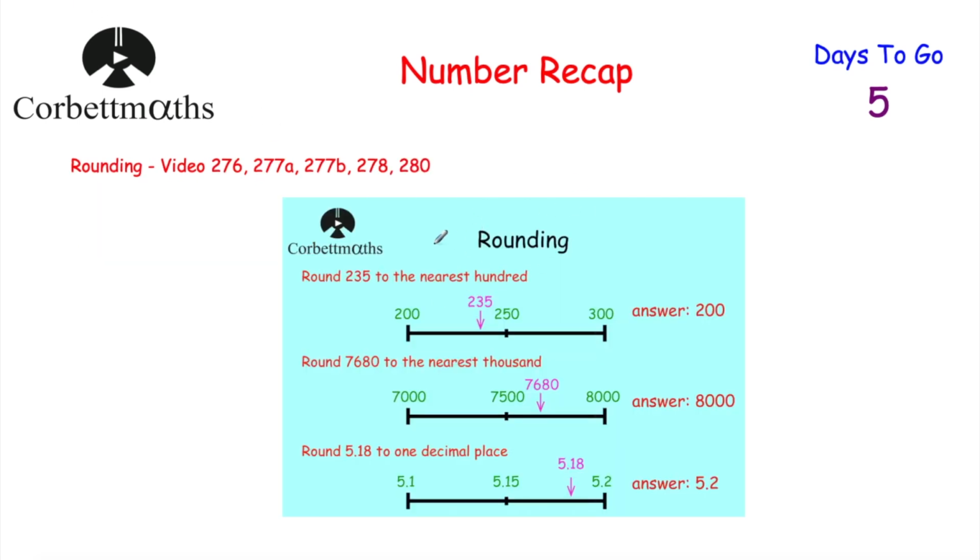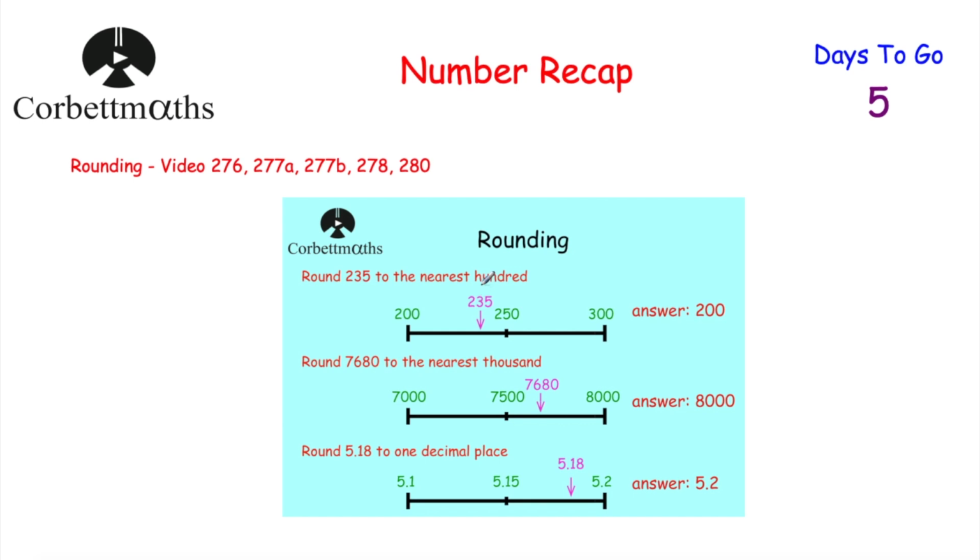Okay, our next topic is rounding. It's very important you can round numbers, for instance, to the nearest 100 or 1000 or 1 decimal place and so on. So for instance, if we wanted to round a number such as 235 to the nearest 100, you could consider it's in between 200 and 300, and it's closer to 200 than it is to 300, so we'd round that to 200 to the nearest 100.